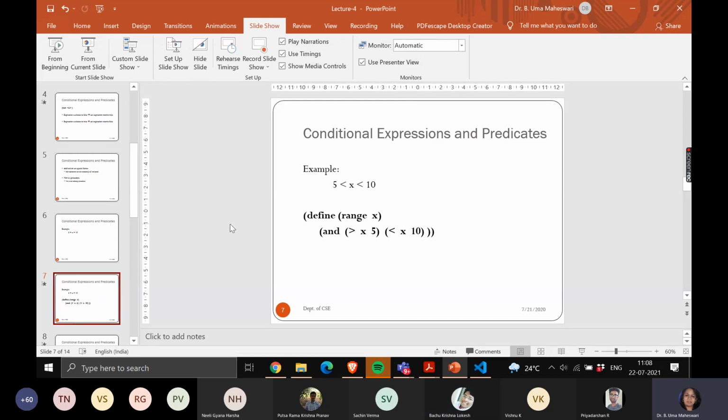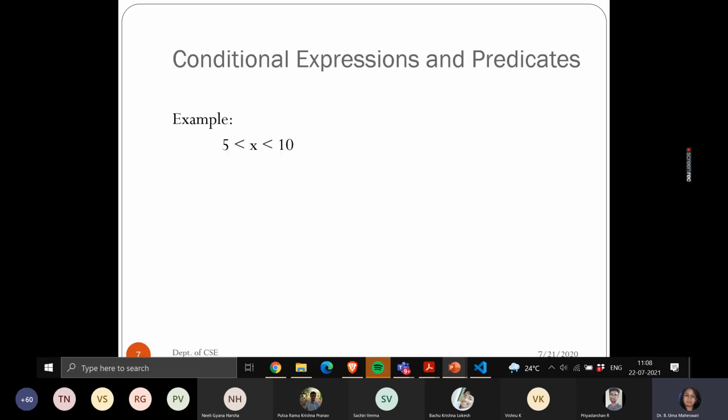So it is all in your hand whether you are listening or not. Just a minute, I can show you the answer. What he told is very correct. Define range is the function and the variable is x. And then what is the notation? X is greater than 5 and x is less than 10. That is a way of pronunciation, right?